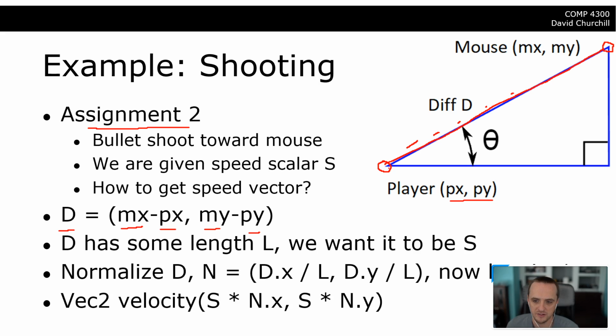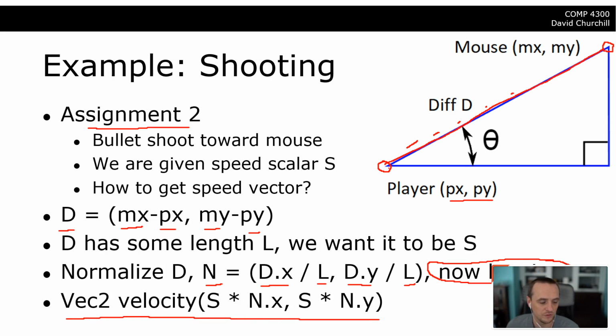So D has a length that we don't know yet. We figure it out and we normalize it. So now we have n equals d.x over L and d.y over L. So our normal vector now has length 1. And then our velocity vector, the vector that we actually use to update the position of the bullet, is going to be s times the normal vector's x and s times the y component of the normal vector.